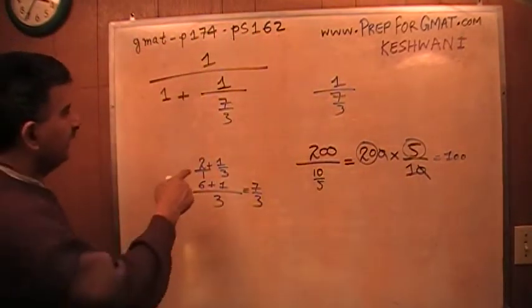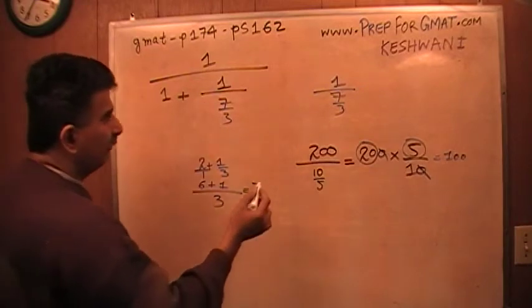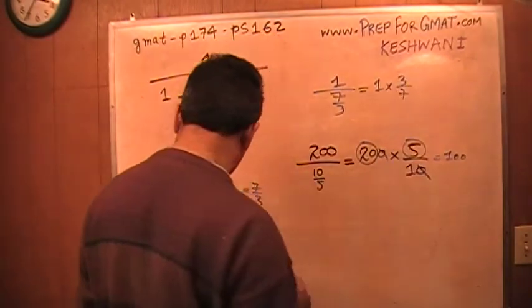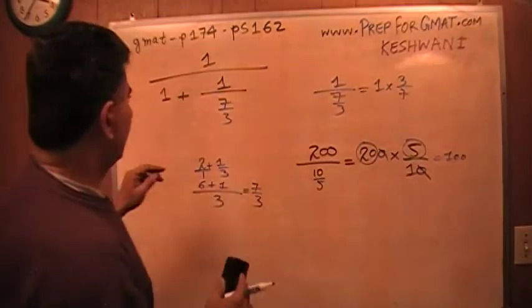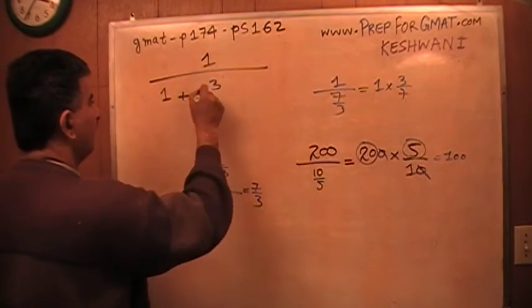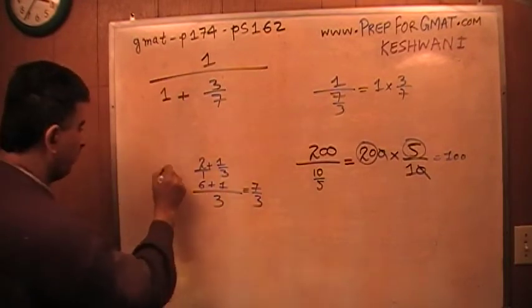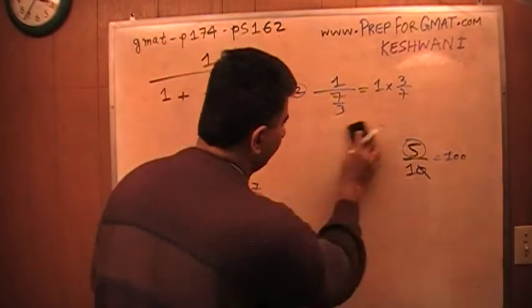So we're going to do the same thing here. 1 over 7 over 3, when you flip it, basically becomes 1 times 3 over 7. But of course this 1 plays no role, so it's just 3 over 7. So I can replace this thing with 3 over 7. So this was the first part. This was the second part. I don't need this now. This was just an example.